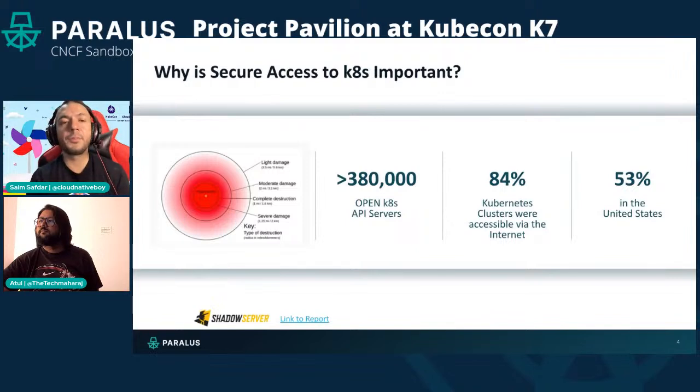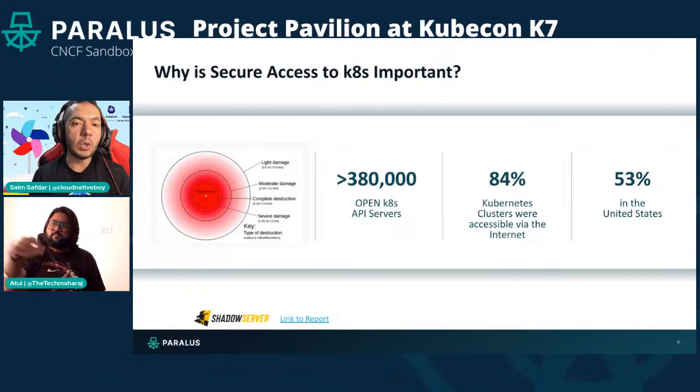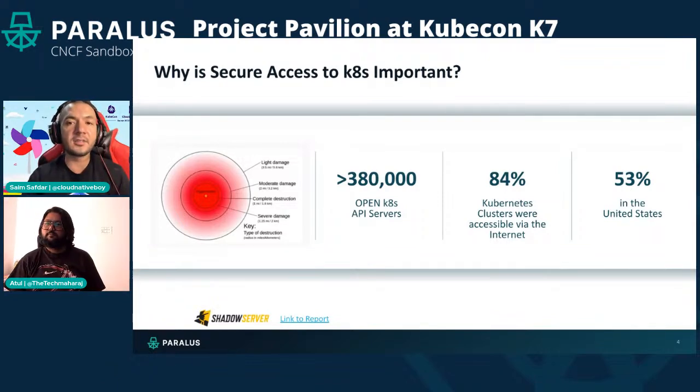In one of the previous KubeCon talks, we talked about why securing access to Kubernetes is important. A Shadowserver report gave us a huge and very alarming number: there are 380,000 open Kubernetes API servers. 84% of Kubernetes clusters were accessible via the internet, and 53% in the United States. These numbers are huge, and we need to solve those challenges.